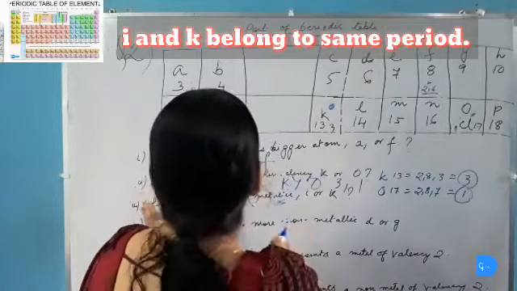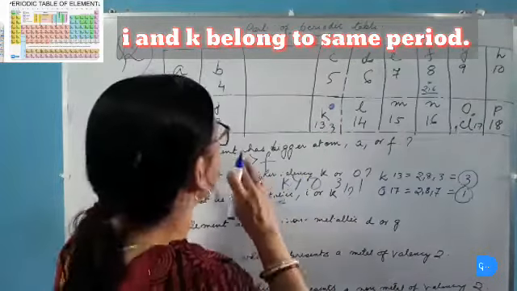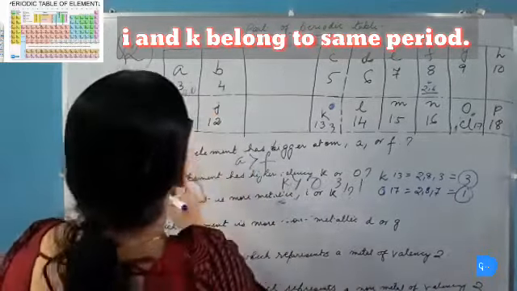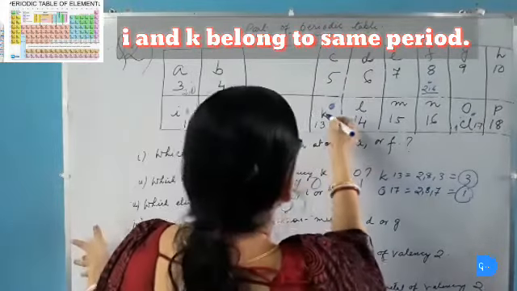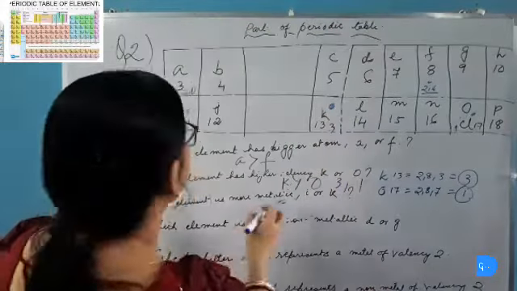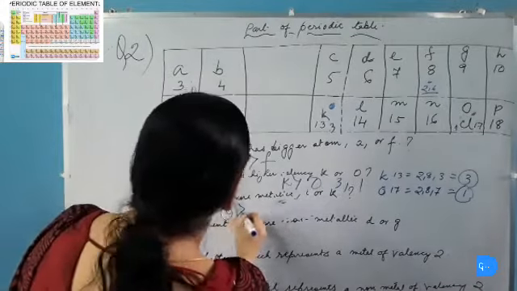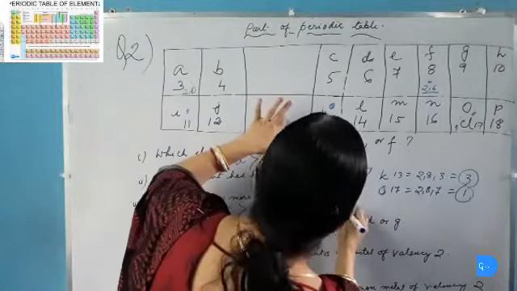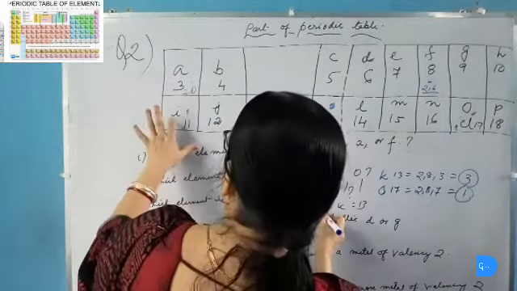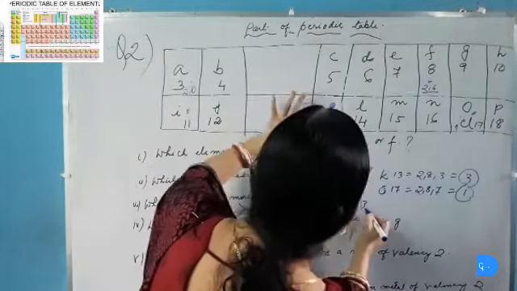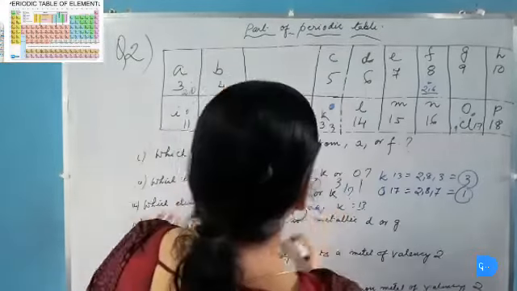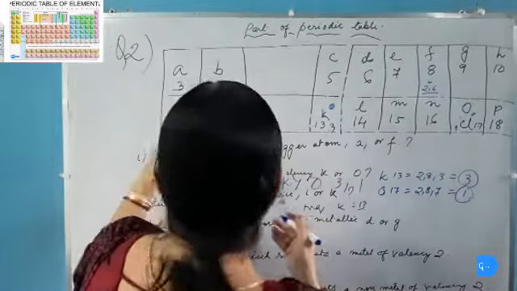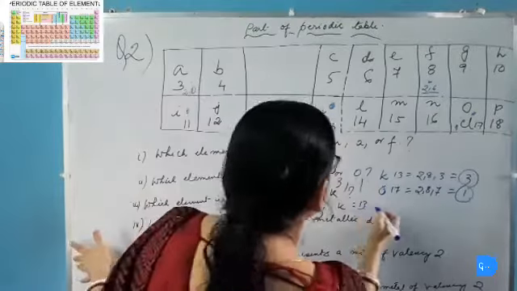We know that across a period, or when we move from left to right of the period, metallic character decreases. Here I is an alkali metal, a group 1 element, and K is a group 13 element. So I will be more metallic than K. I is sodium, because its atomic number is 11, and K is aluminium, because its atomic number is 13. Definitely sodium is more metallic. So I will be more metallic than K.